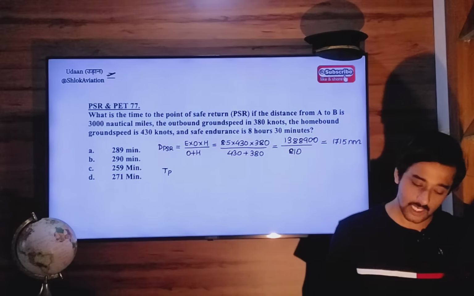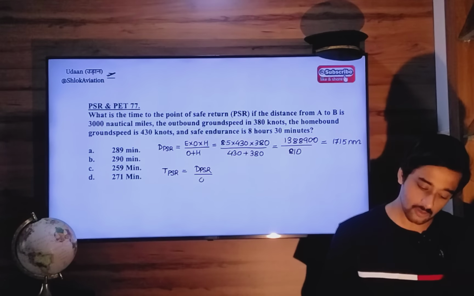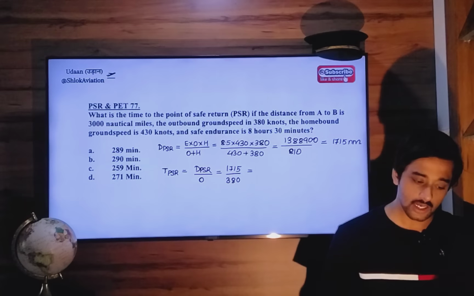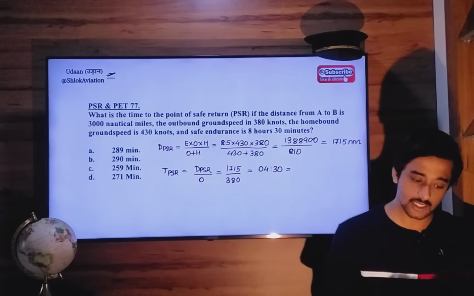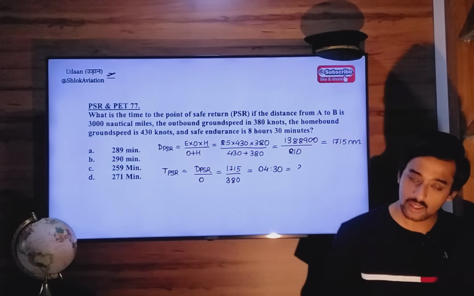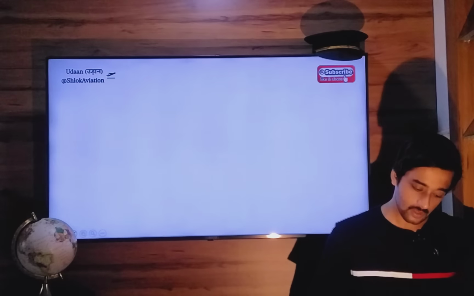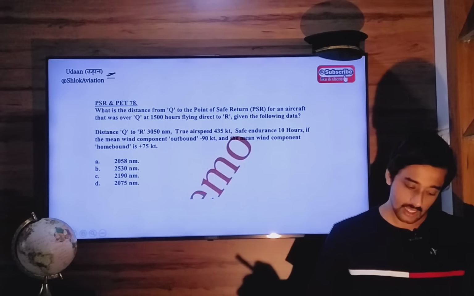Time to point of safe return will be distance to point of safe return divided by outbound speed. So 1715 divided by 380, 4 hours 30 minutes, multiplied by 60, 271 minutes. Okay, so option delta.